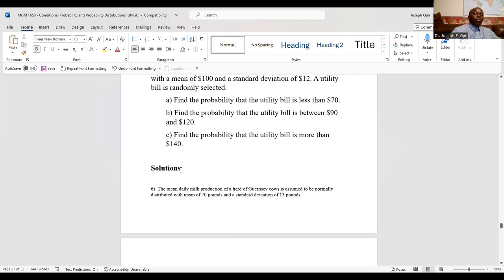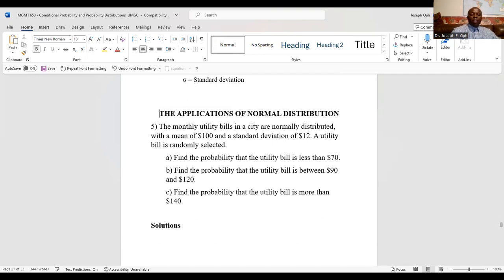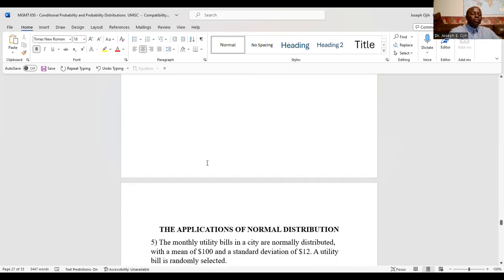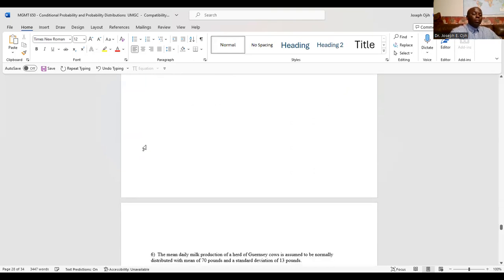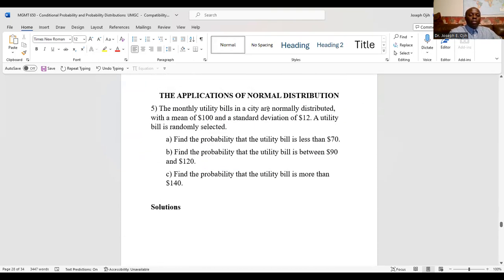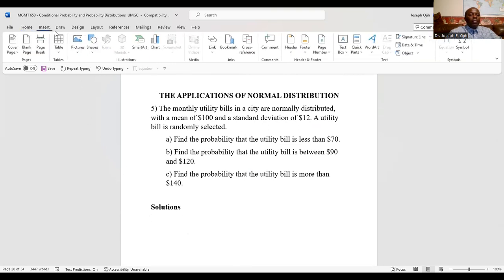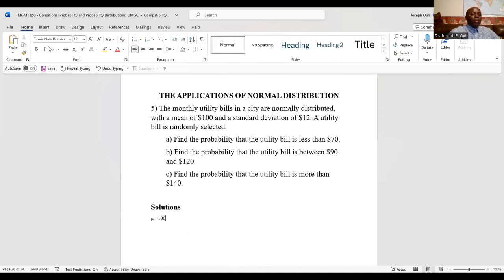So to solve this question, I want to move it to the next page so we have enough room to solve it, and move everything down. Okay. So they told us that the mean is $100. So I'm going to put the mean as $100 here. I'll make it big, 18. Mean is $100, and the standard deviation is 12.